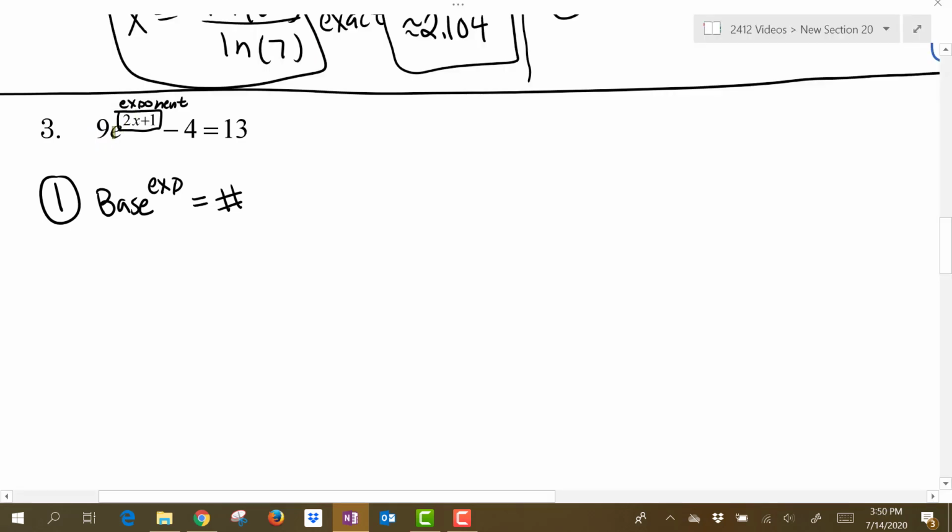But keep in mind that the base is always only the number that's directly in front of the exponent. This is the most common mistake that I see with solving this type of exponential equation. The 9 that's there is not part of the base. Really important.